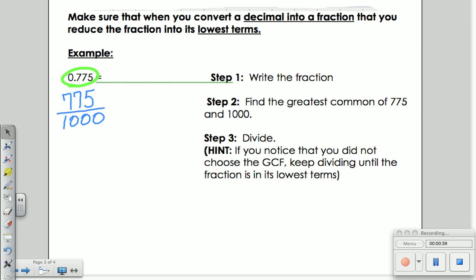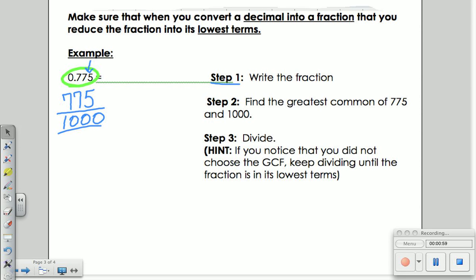Okay? So you've got to be able to write it as a fraction. That's step one, and that's really just being able to read decimals correctly. Remember that you want to look at that last spot where that 5 is, and it's in the thousandths spot, so that's what your bottom denominator is.